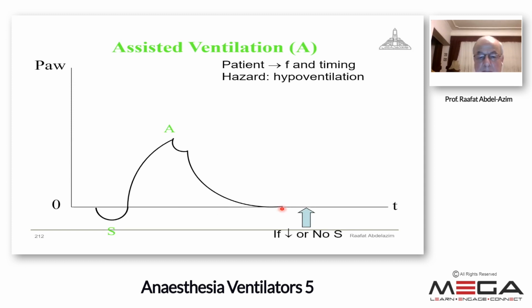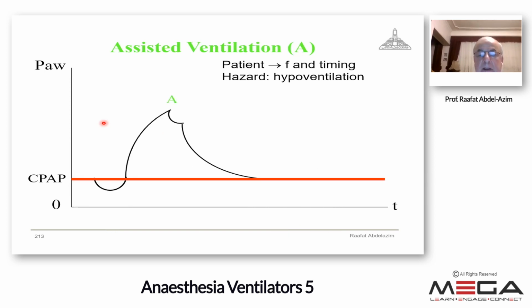If the patient is hyperventilating, this hyperventilation will be augmented more and more by the ventilator, so each breath will be sensed and assisted. If it is more than usual breathing, the assistance will be more and more. If there is no effort, there is no backup in assisted ventilation. Most of the anesthesia ventilators don't have this mode of ventilation, but it is still there in some types of ventilators. The mode of assisted ventilation can also be applied with the use of CPAP.